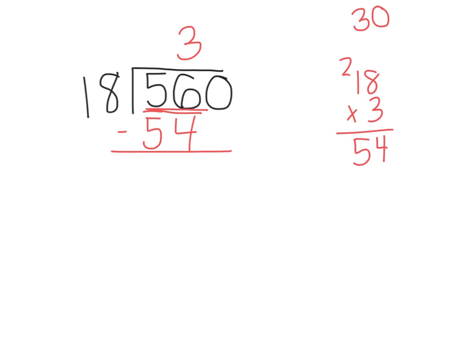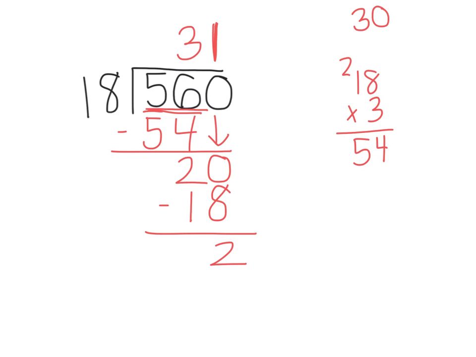And I'm going to subtract. Now I'm going to bring down the 0. Can 18 go into 20? Why, certainly it can. It can only go in one time. That's an easy one when it goes in only once. So 1 times 18 is 18, and my remainder is 2. Ooh, that didn't write very well.